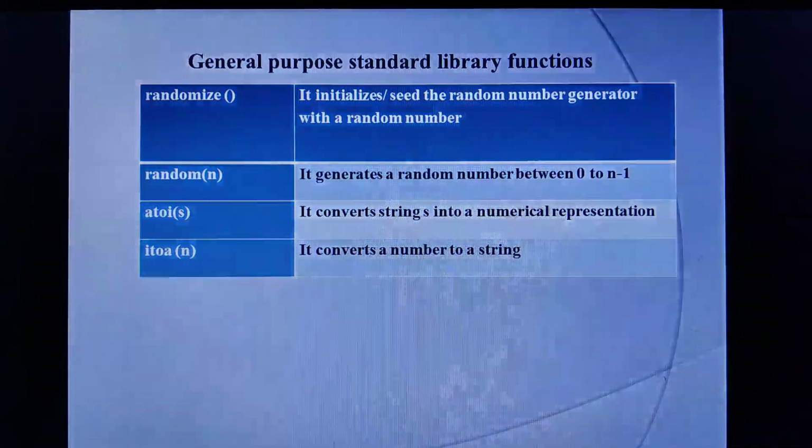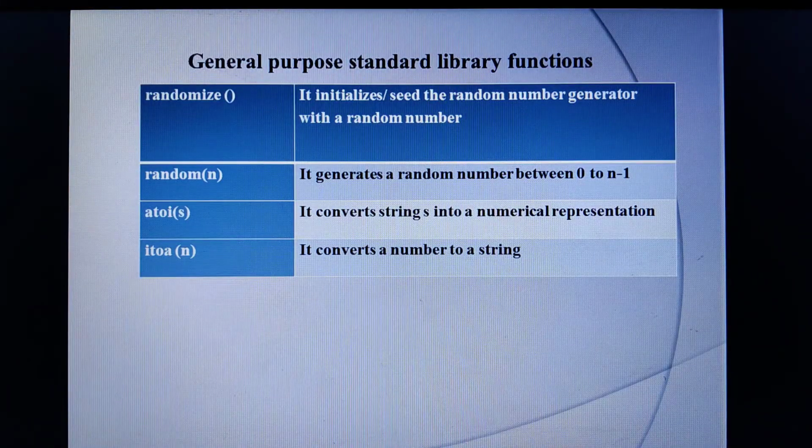Moving on to the next, that is the general purpose standard library functions. Here we again have four functions: randomize, random, converting from string to integer, and converting integer to string. Here I will not be explaining with a programming example, because we are not using these much, so just understanding what these functions are is more than enough. To use these built-in functions like random, randomize and all, we use the header file known as standard library, that is stdlib.h.